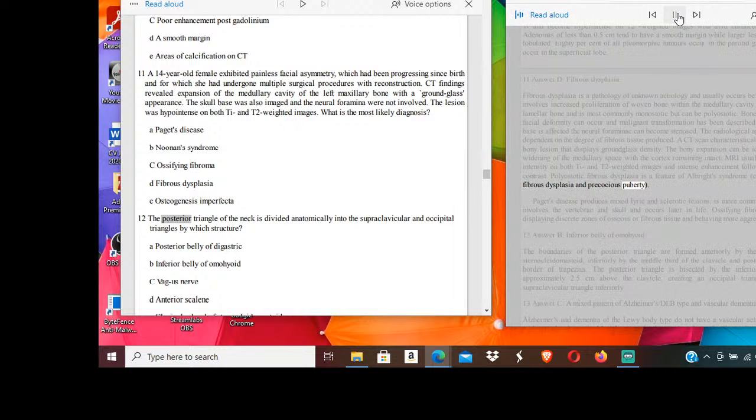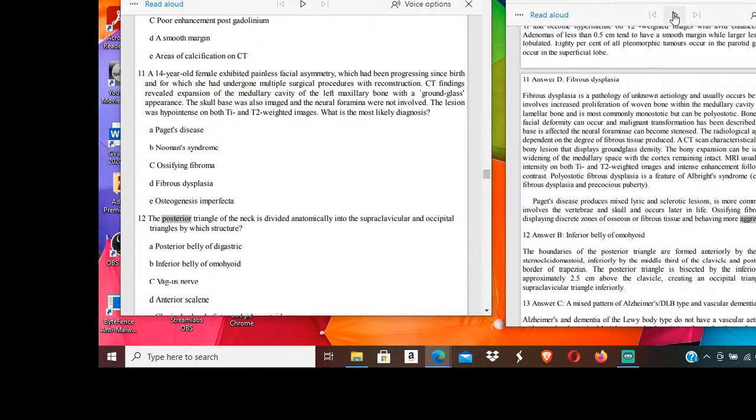Paget's disease produces mixed lytic and sclerotic lesions, is more common in males, primarily involves the vertebrae and skull, and occurs later in life. Ossifying fibromas are more focal, displaying discrete zones of osseous or fibrous tissue, and behaving more aggressively.